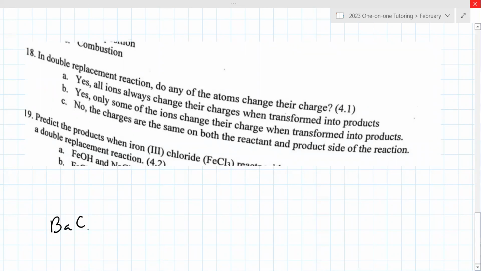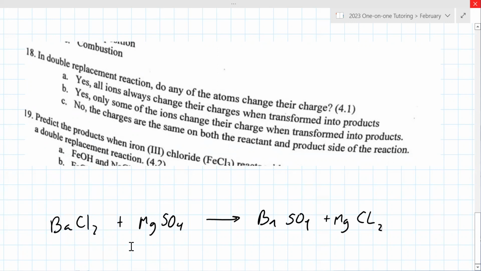So BaCl2 plus MgSO4 produces BaSO4. Notice that the Ba went with the SO4, plus the Mg and the Cl2. Okay, so this is our double reaction here. The question is, did they change charge? And I guess I would say that they don't, but this one makes no sense to me. So it says no.